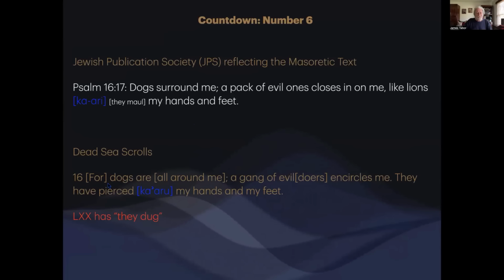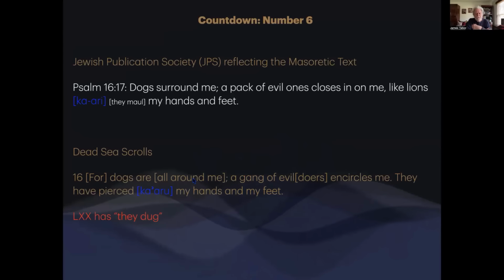But look at this in the Dead Sea Scroll version, for dogs are all around me. This means it's missing in the text, not that it's not there, but there's a hole in the text where you can't do the reading. Remember, these fragments of the Dead Sea Scrolls are not always complete in terms of preservation. Some of them are scraps and they have wormholes or what we call lacunae, missing spaces. But we can tell what the original text was.